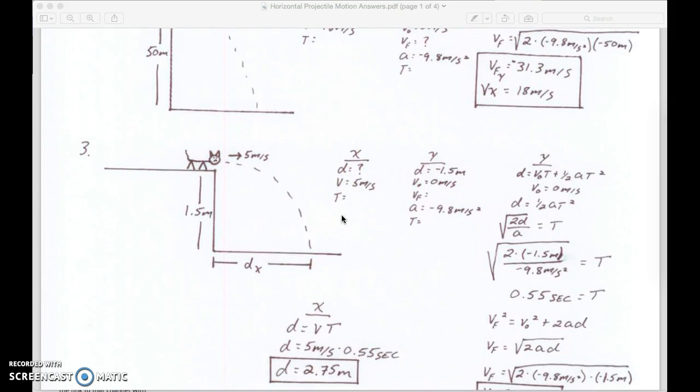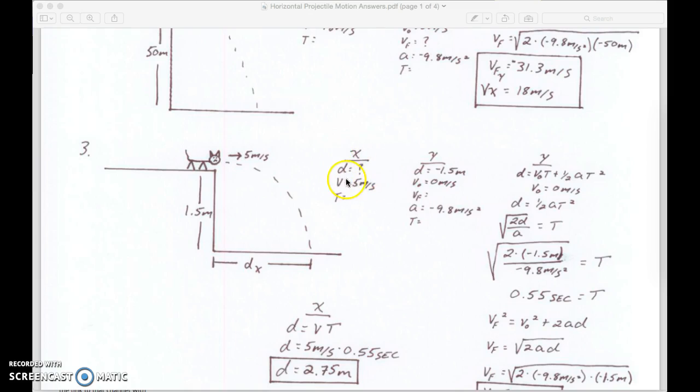Number 3. Tom the cat is chasing Jerry the mouse across a table, and that table is 1.5 meters above the floor. So there's our vertical displacement. Jerry steps out of the way at the last second, and Tom slides off the edge of the table with a speed of 5 meters per second, and that's going to be horizontal. Where will Tom strike the floor? So we want to know the displacement in the x direction. And what velocity components, or what x and y velocity, will the cat have just as he hits the ground?